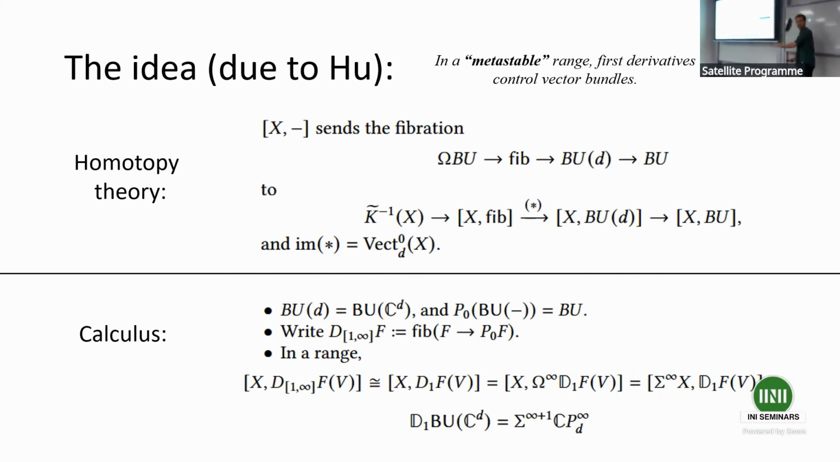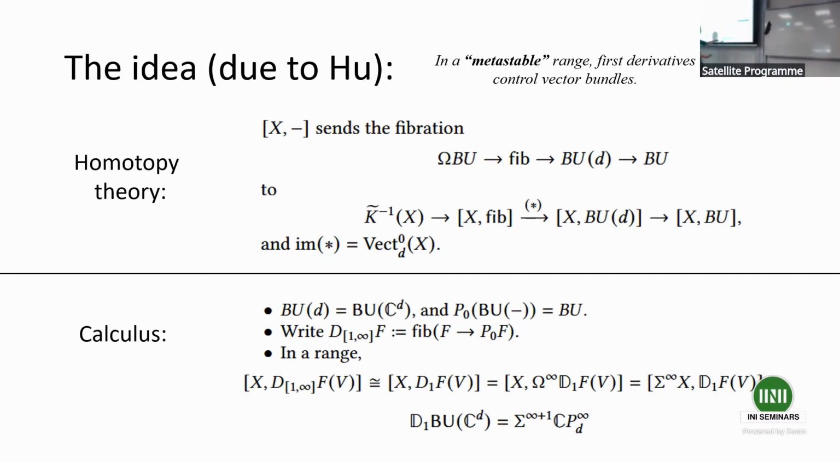We've sort of seen the nice idea that gets you started, and then if you can find out what the first derivative of BU is, evaluated at B, where B is C to the D, and you can calculate this mapping set, which is in spectra, then you have answered the question. You've at least found a set whose elements are in bijection with these stably trivial vector bundles that you wanted to calculate.